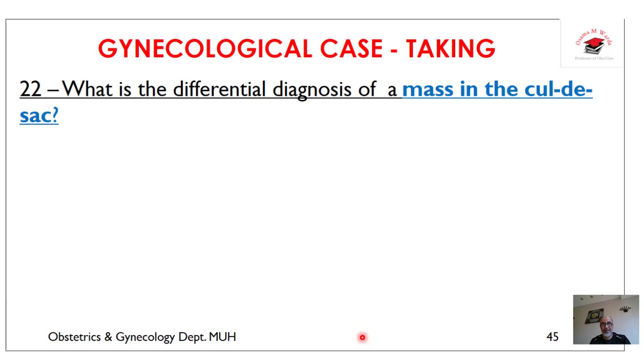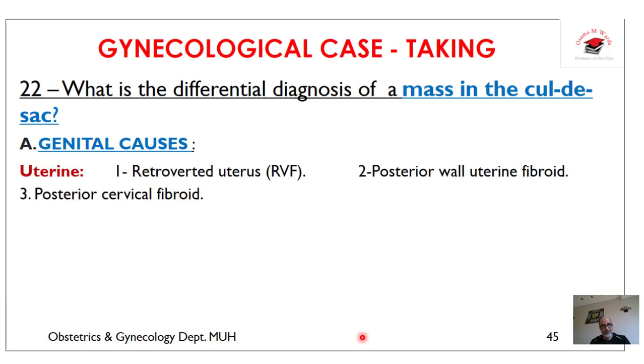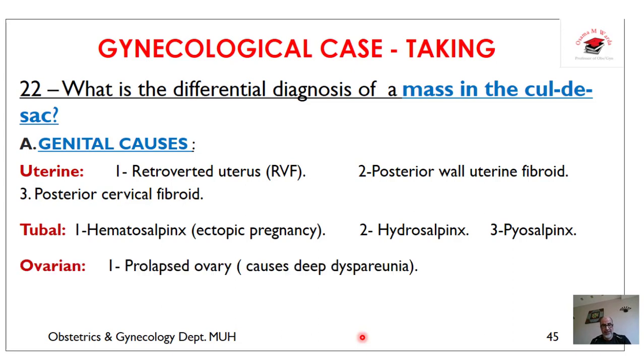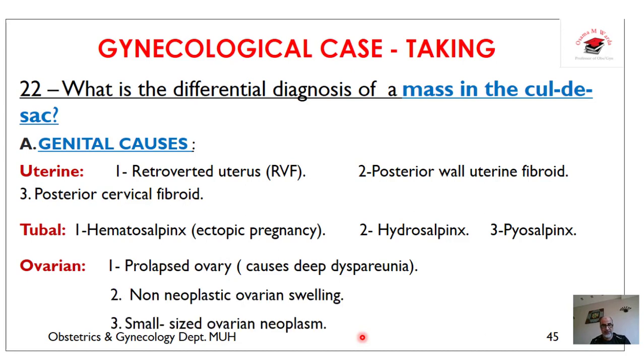Differential diagnosis of masses appearing at the cul-de-sac. Genital causes: retroverted uterus, posterior uterine wall fibroid, and posterior cervical fibroid. These are all uterine causes. Tubal: either hydrosalpinx, ectopic pregnancy, hematosalpinx, or pyosalpinx. Ovarian: prolapsed ovary causing deep dyspareunia, non-neoplastic ovarian swelling, and small-sized ovarian neoplasm.